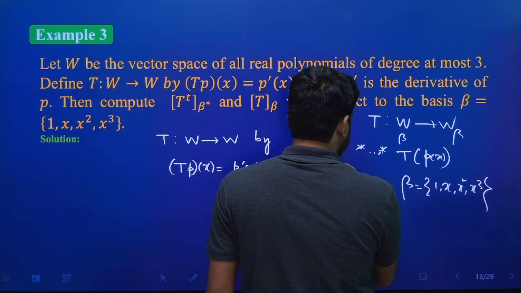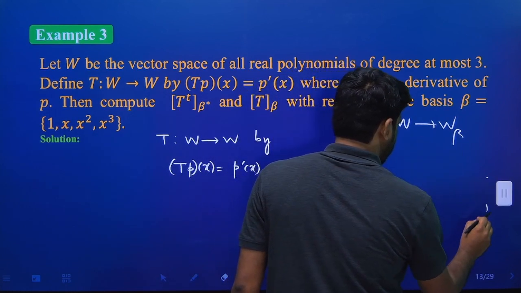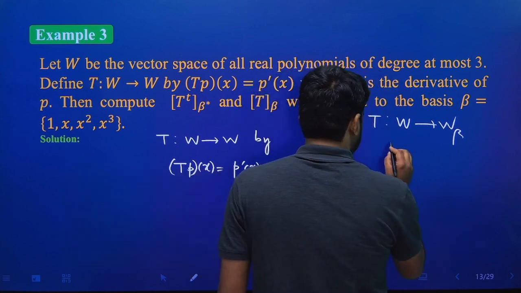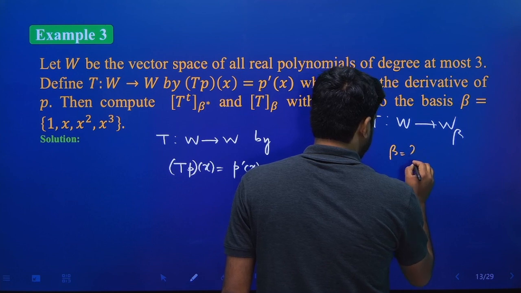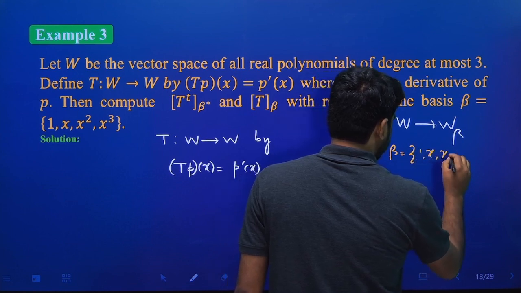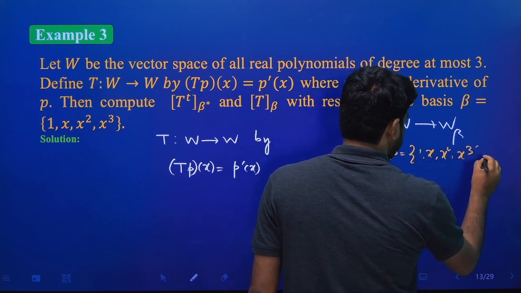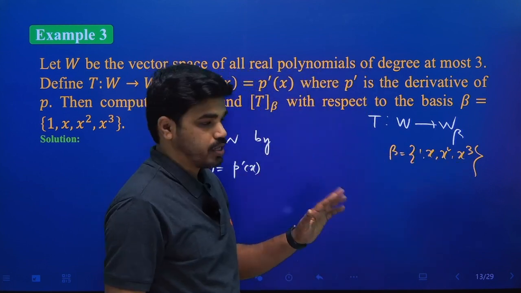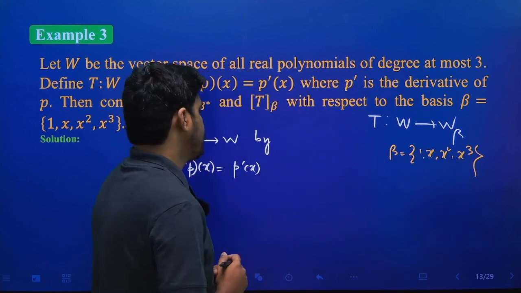Just see what the basis is here. The basis is beta, that is 1, x, x square, x cube. This is the standard basis for P3, that is the set of all polynomials of degree at most 3.